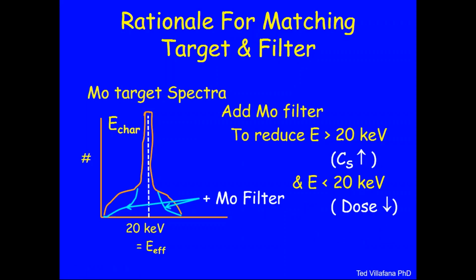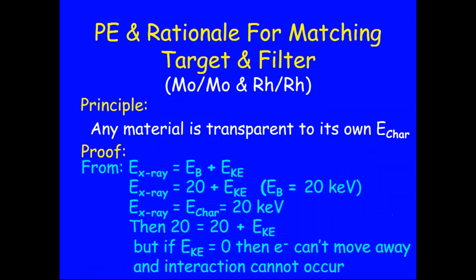Now, where did that come from? Well, first of all, notice that if you get rid of the high energies, that means that your subject contrast is going to get better. Your distinguishability of tissues will be enhanced. When you get rid of the low energies, lower than the 20 keV, then your dose goes down. So it's clear that it is advantageous for us to match the target with the filter.